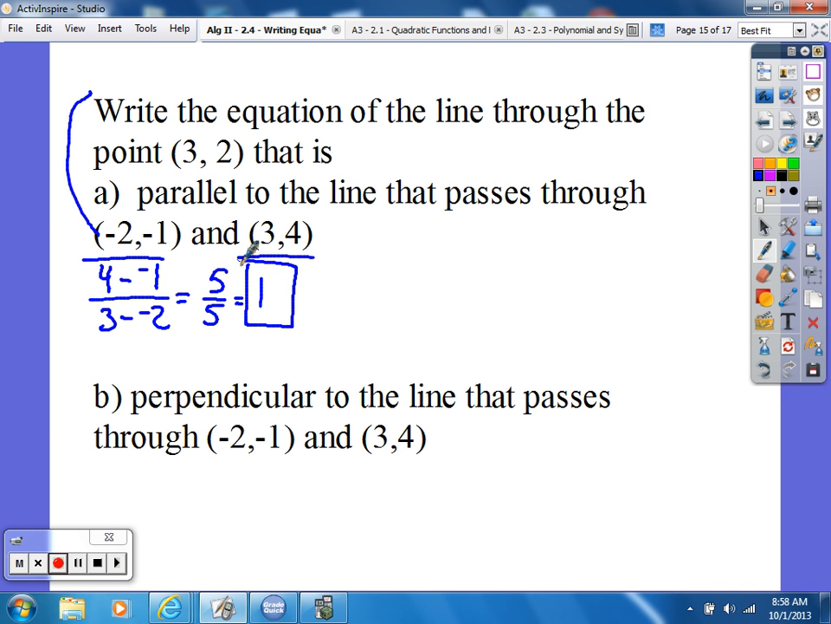Point slope form, so with what point? I've got 3 of them up there. I'm all confused. With the 3, 2. Back to the original part here, we use the 3, 2. So go ahead and use your point slope form to find that equation. Once you finish that, go ahead and try letter B, the perpendicular. By the way, it's the exact same point, so the slope is still 1. Did that on purpose so you don't have to do as much work, right?